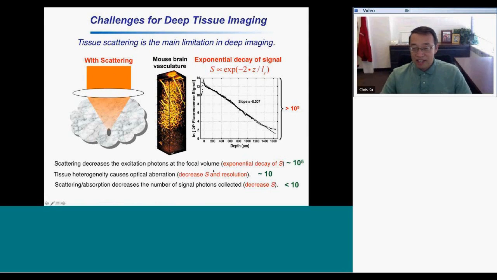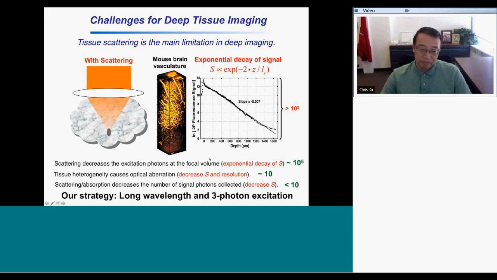If you quantify this, you can see that the first issue is a huge problem, 5 orders of magnitude. The second issue is about 1 order of magnitude. And the last issue is perhaps a little bit less than 1 order of magnitude. So imaging deep is really very difficult. And the strategy we've been using is actually very simple. We go to long wavelength to penetrate deeper, and then we use 3-photon excitation to better confine the focal volume.